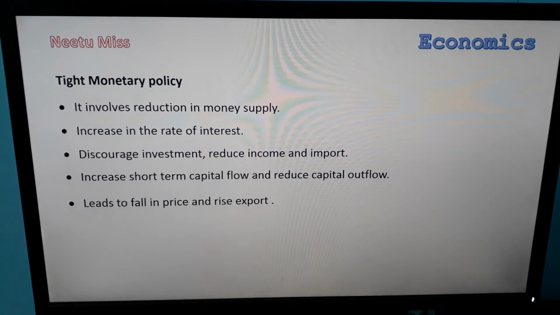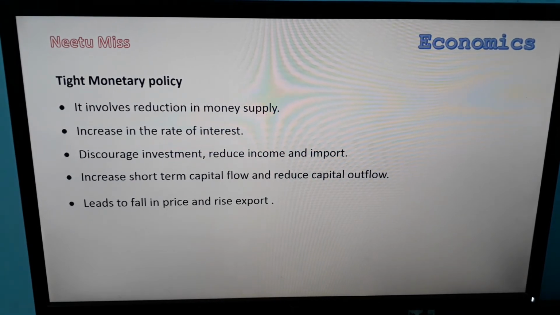In tight monetary policy, RBI reduces money supply on one hand and increases the rate of interest on the other hand. So automatically it will discourage investment because RBI is providing a high rate of interest. So people will be interested in saving rather than investment. So it will affect investment and reduce income and import also.